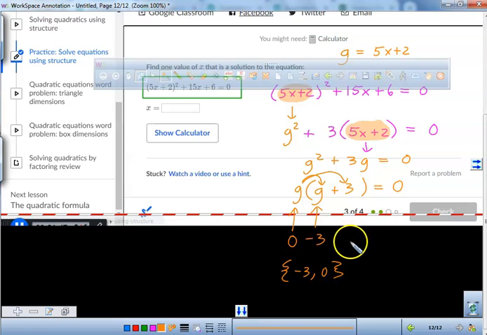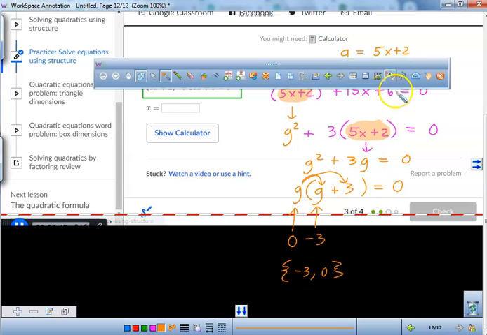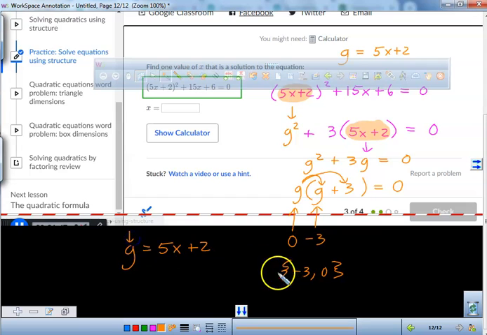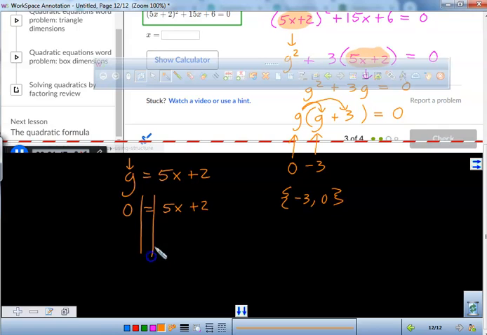But this is where students will mess up, because they'll get excited that they got all the way here and they'll think these are the two answers. But what is G equal to? G is equal to 5x plus 2. So what number could I plug in here and solve for x? Either 0 or negative 3. Okay? What would be the easiest number to plug in? I'd say 0. So put 0 equals 5x plus 2. Then we're just going to solve for x. Take away 2, take away 2.